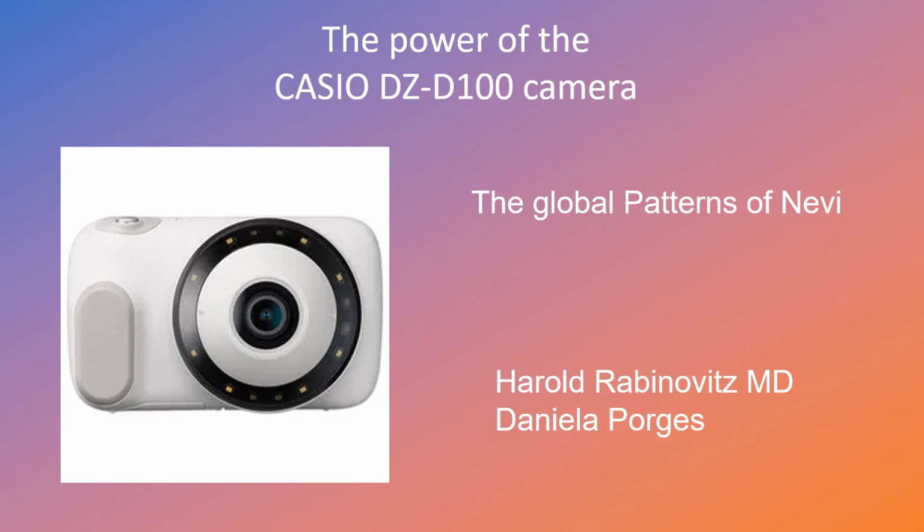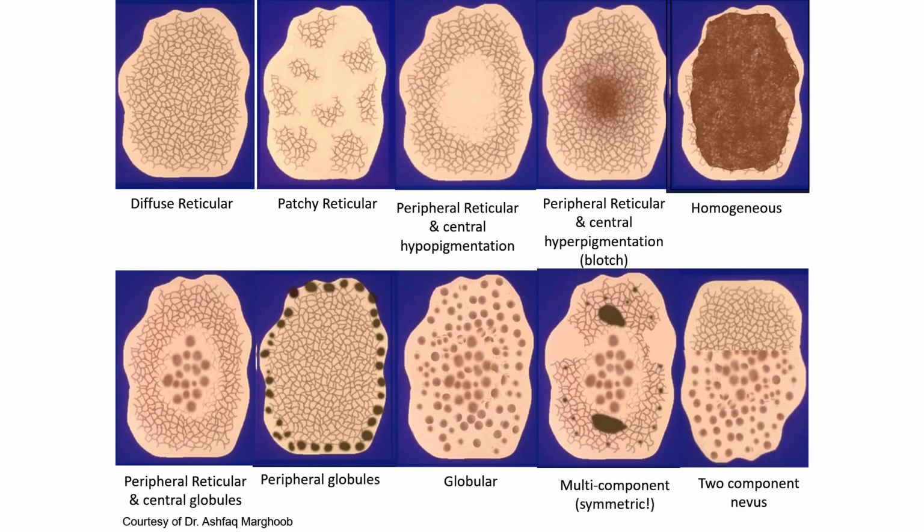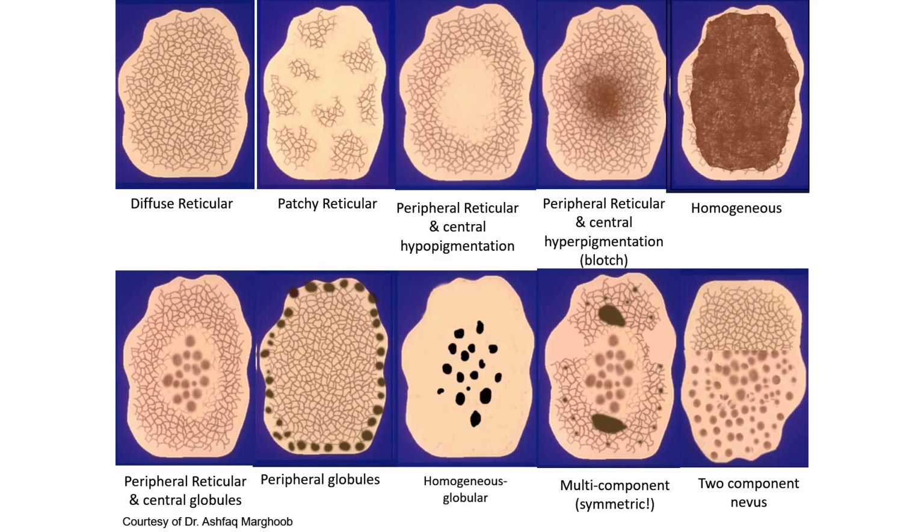Today we're going to talk on the global patterns of nevi. These are the global patterns: diffuse reticular, patchy reticular, peripheral reticular with central hypopigmentation, peripheral reticular and central hyperpigmentation, homogeneous, peripheral reticular with central globules, peripheral globules, globular, multi-component, two-component nevi, and finally, homogeneous globular.